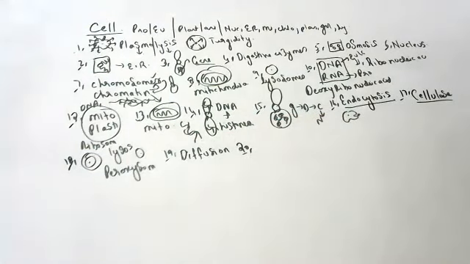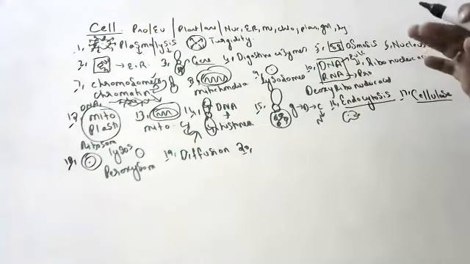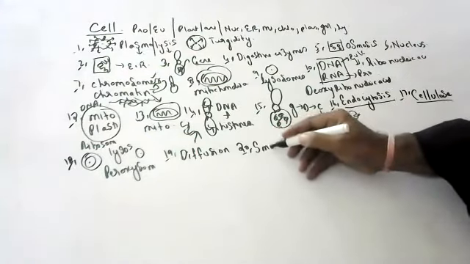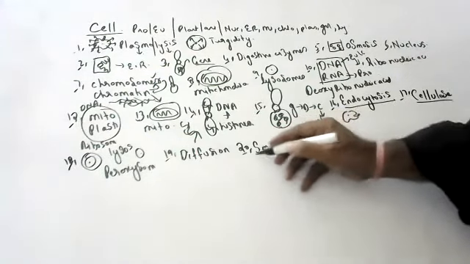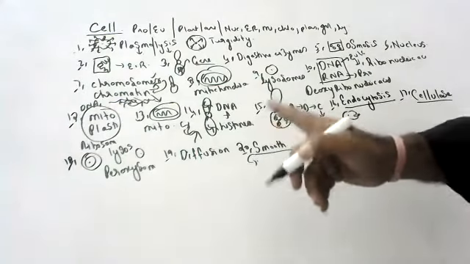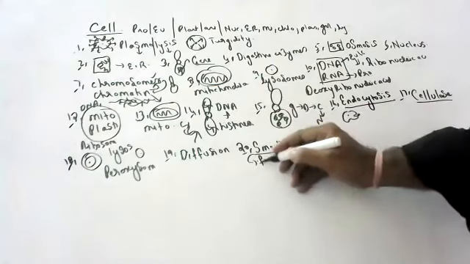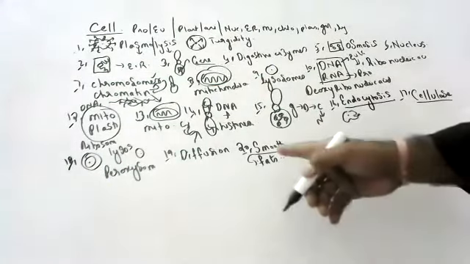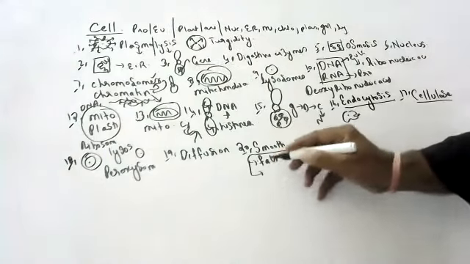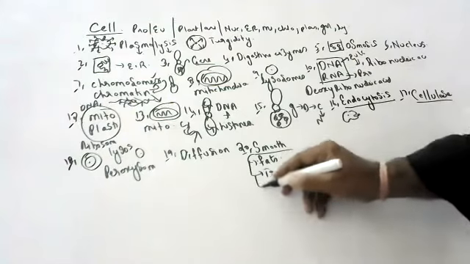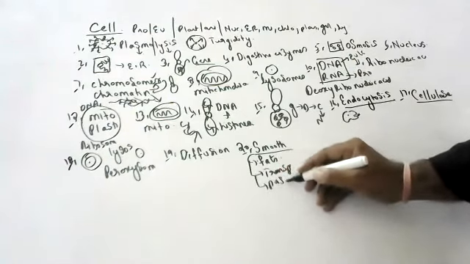Next one. What is the role of smooth endoplasmic reticulum? What is the function of smooth endoplasmic reticulum? Synthesis of fats and proteins. The smooth endoplasmic reticulum will synthesize only fats. Proteins are synthesized by rough endoplasmic reticulum. Smooth endoplasmic reticulum helps in fat synthesis and transportation and also in removing poisons from the body.